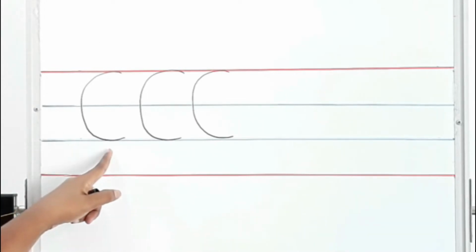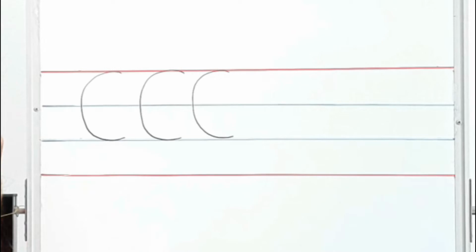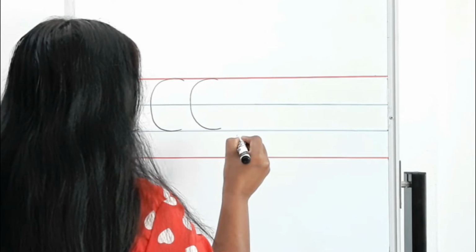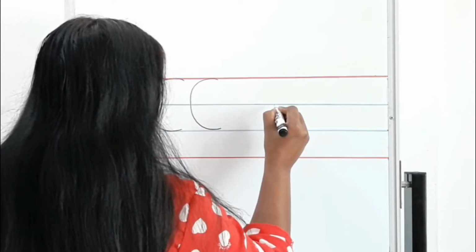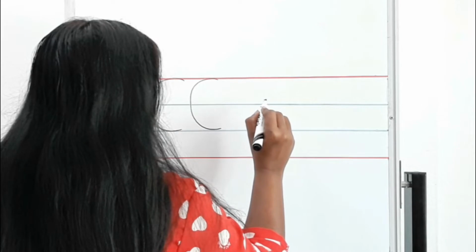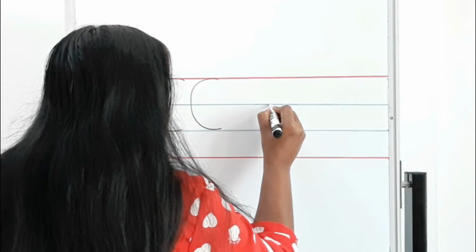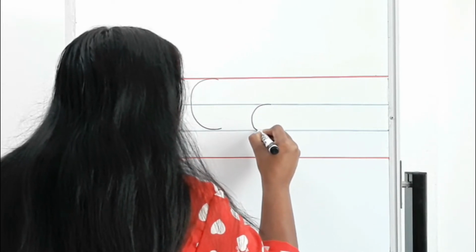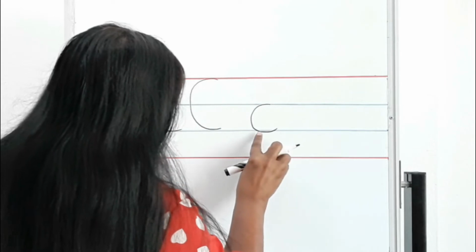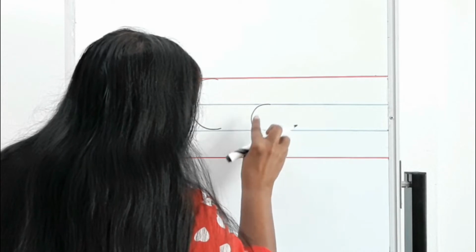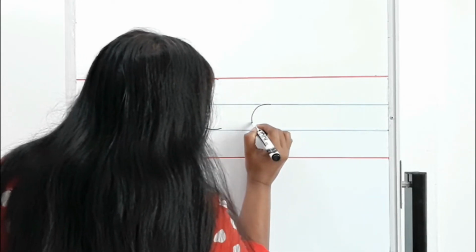This we call mother C, uppercase C, capital C. Now I will show you how to write lowercase c. We write lowercase c the same way, but we start from the first tummy line and it goes to the second tummy line, around and stop. Please don't go beyond the second tummy line. Okay? It should come up to the tummy line.